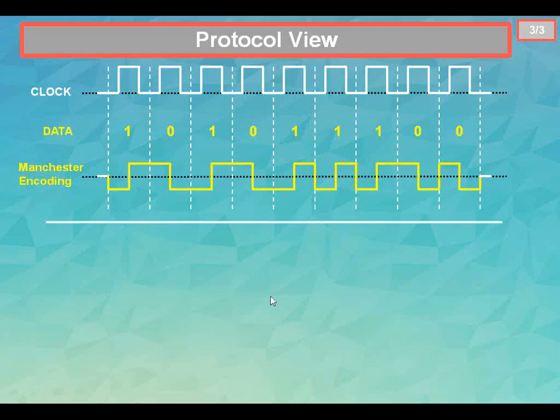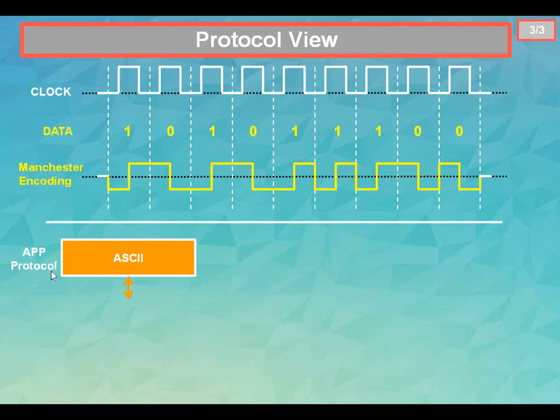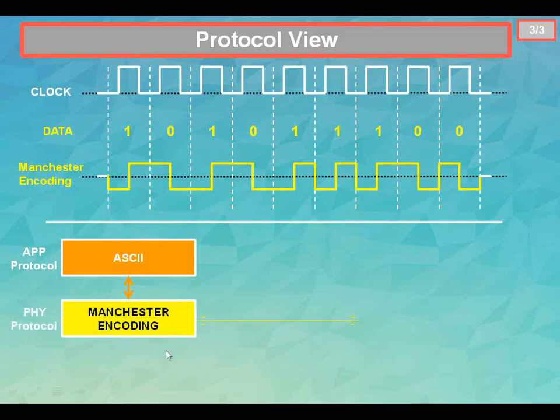Okay. Now what is the protocol view for us? The application protocol is ASCII, used by your GUI application to convert English characters inputted by the human into binary data. The physical layer is using a protocol called Manchester encoding to convert binary bits into electrical pulses. Which kind of electrical pulses? Either negative to positive or positive to negative, depending on whether it is 1 or 0. That rule is the Manchester encoding protocol at the physical level.